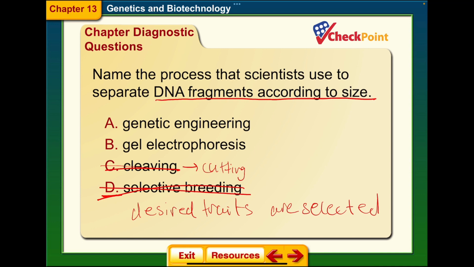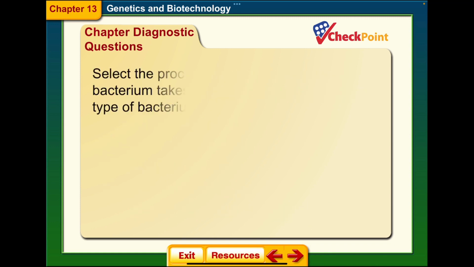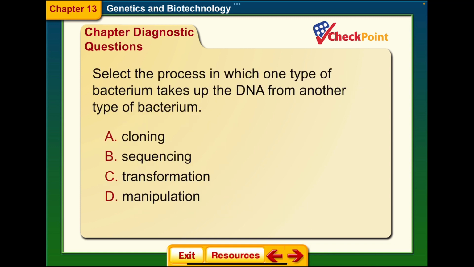Is it genetic engineering, or is it gel electrophoresis? Well, it's B. We took that. Gel electrophoresis separates DNA fragments according to size. Right, the second question says, select the process in which one type of bacterium takes up the DNA from another type of bacterium.